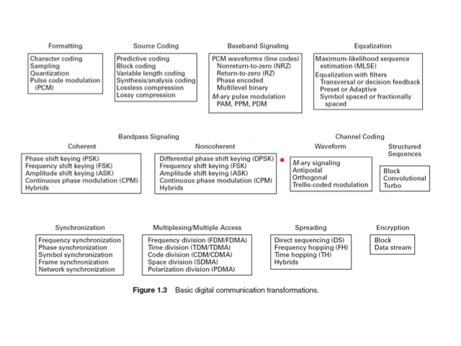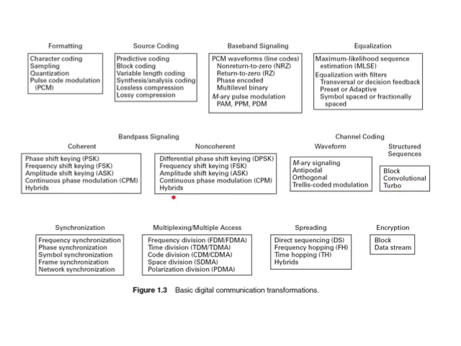Next, in non-coherent, we have differential phase shift keying, frequency shift keying, amplitude shift keying, continuous phase modulation, hybrids. Next, coming to the channel coding part. In channel coding, as I mentioned, there will be two types: one is waveform coding, another one is structured sequences. In waveform coding, we have M-ary signaling, antipodal, orthogonal, trellis coded modulation. In structured sequences, we have block, convolutional and turbo.